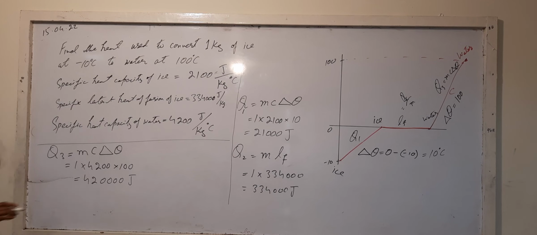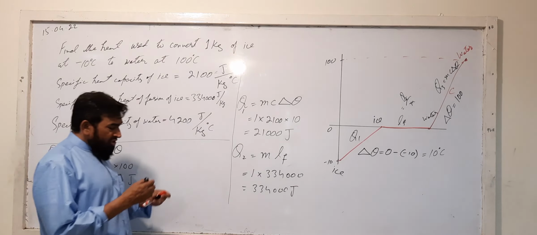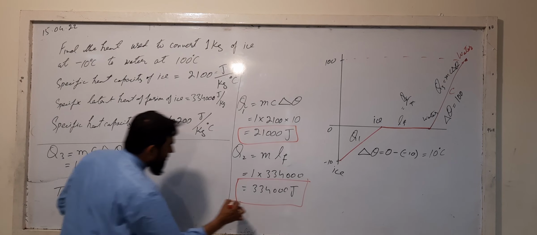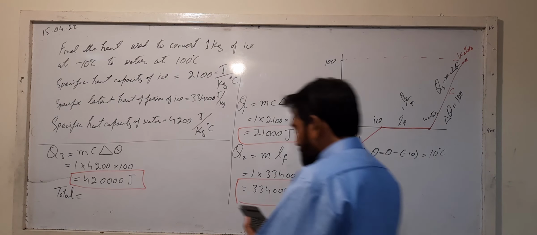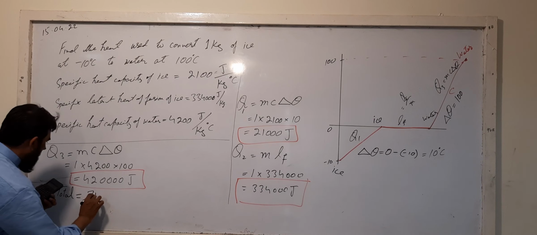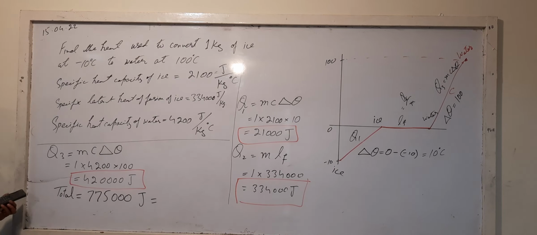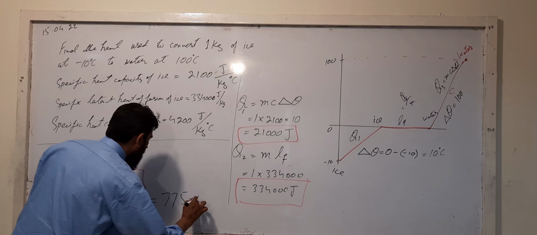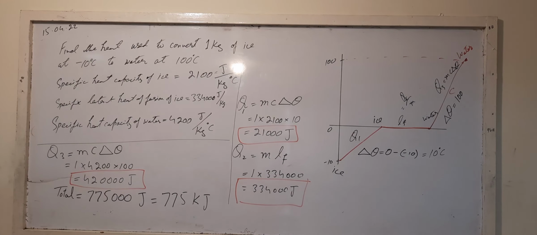Now the total heat consumed: adding up these three, Q1, Q2 and Q3, to find the final answer. So the final answer is 775,000 joule. You can also write it in kilojoule, 775 into 10 cubed. You can also represent the answer like this, 775 kilojoule, because kilo means 1000.